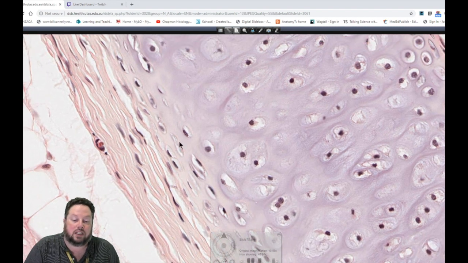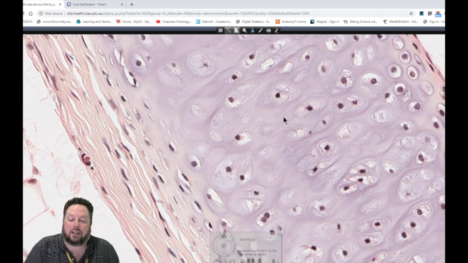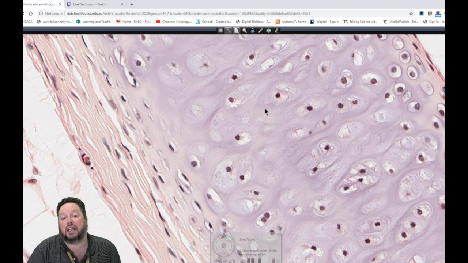Now I suppose you might ask, if we've got blood vessels out here and there's no blood vessels here, how do these cells actually get their nutrition and how do they get rid of their wastes? Well, if we think about the actual composition of the extracellular matrix that makes up the hyaline cartilage, it's predominantly water. About 70 to 80% of the volume of cartilage matrix is actually water.